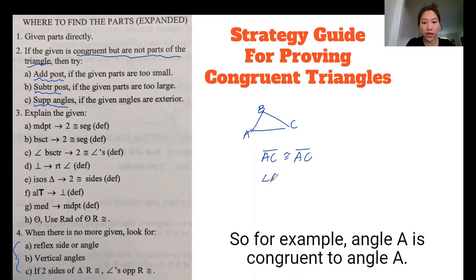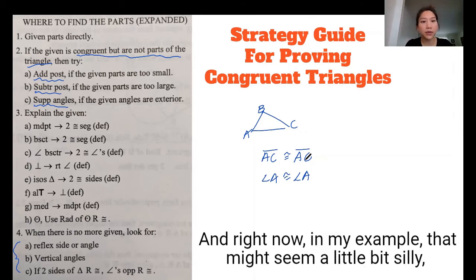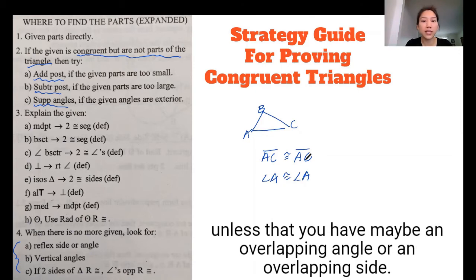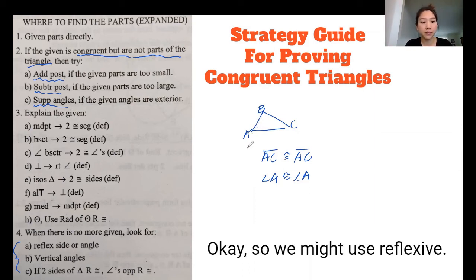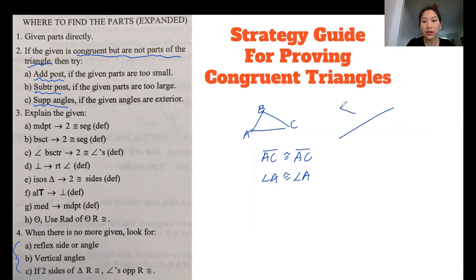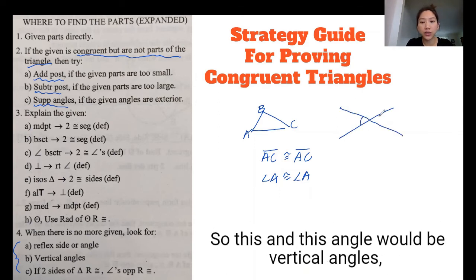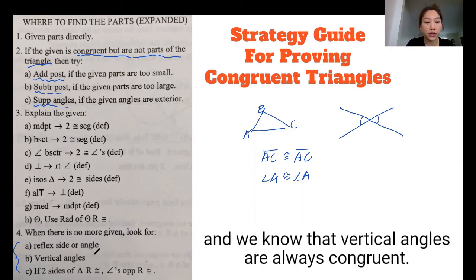For example, angle A is congruent to angle A. And right now in my example, that might seem a little bit silly unless they have maybe an overlapping angle or an overlapping side. So we might use reflexive, we might use vertical angles. In case you don't remember what vertical angles are, they're angles that are formed when two lines intersect and they're across from each other. So this angle would be vertical angles. And we know that vertical angles are always congruent.